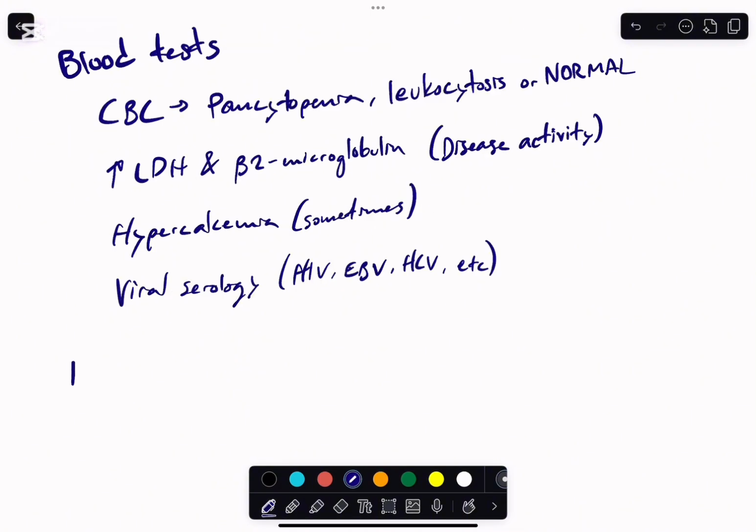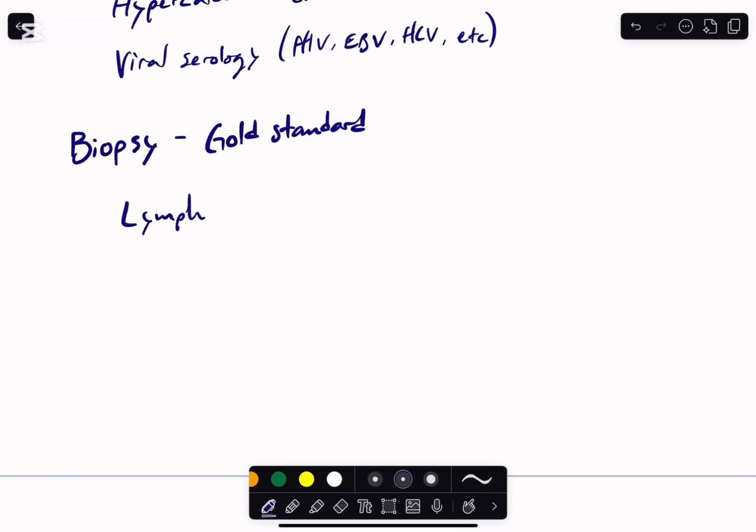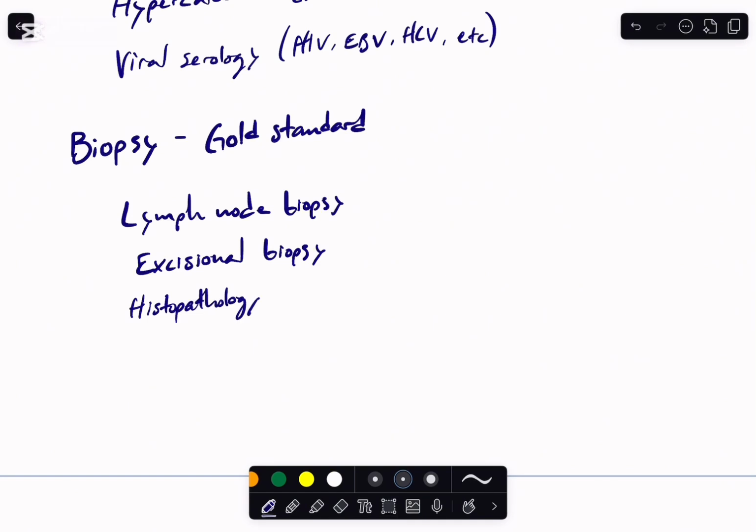The gold standard for diagnosing NHL is to take a biopsy. For nodal disease, lymph node biopsy is the most appropriate. For extranodal disease, excisional biopsy is taken. We can also do histopathology and immunophenotyping for this diagnosis.